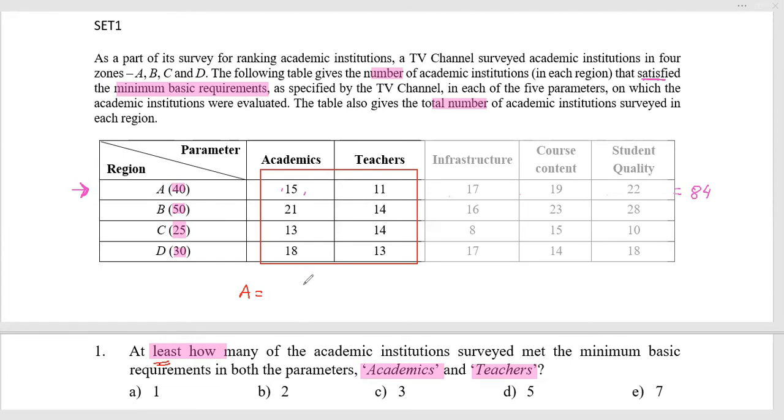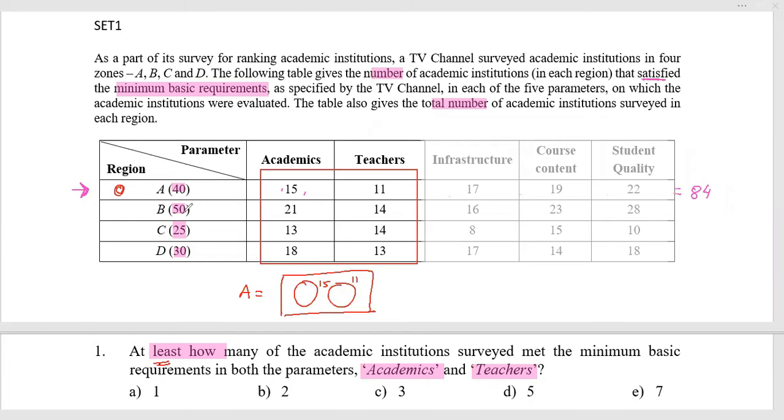It is similar to this: if I am considering the total A, these 15 and 11 I can keep separate. No overlapping is necessary because our target is the least. So this thing I will do. For A, I will put 0 institutions satisfying both academics and teachers, because at least is the demand.